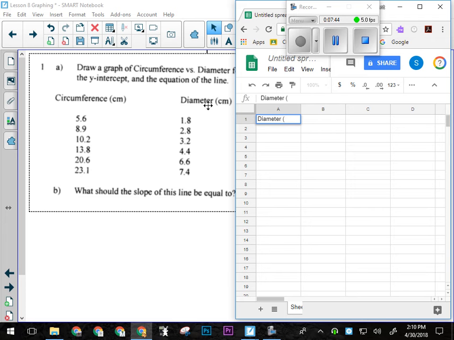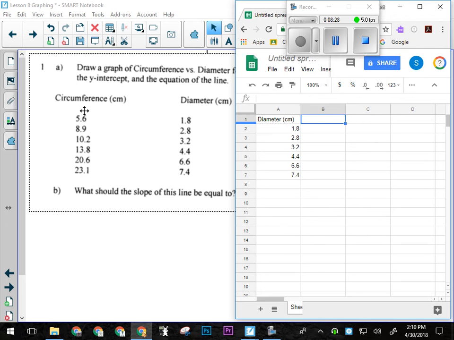and I'm going to put what units it's in, centimeters. Then I'm just going to enter the diameter numbers down below. The first one is 1.8. Notice I'm not putting centimeters in every box. I put it in the top box. That's the only place I want to put it. If I put letters and numbers in a box together, Google Sheets gets very confused, and then it has a little hissy fit and doesn't work. So we'll just keep adding in the numbers here. Second one was 2.8, then 3.2, and then 4.4, and then 6.6, and then 7.4.